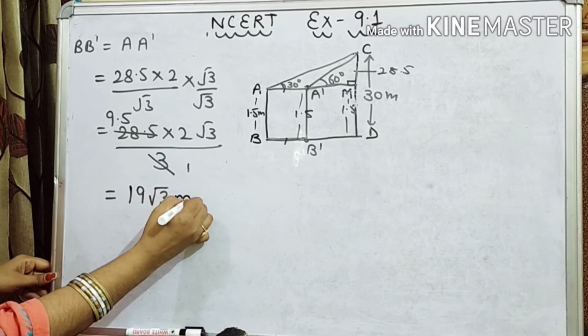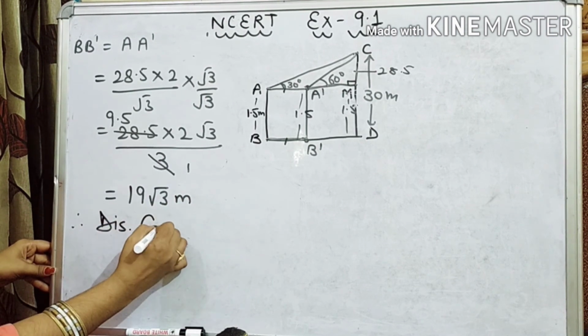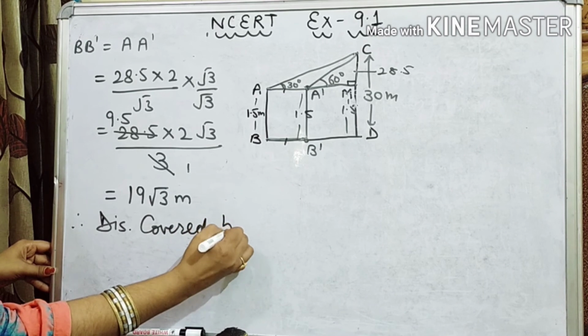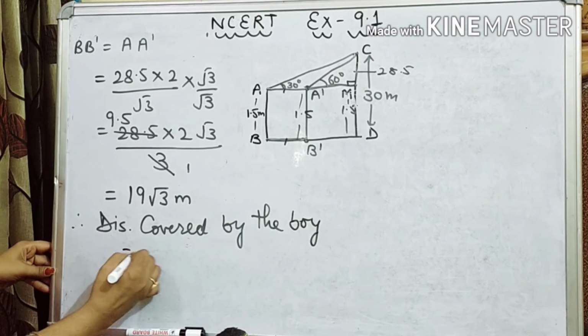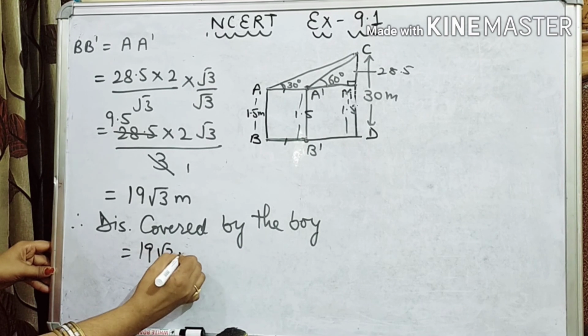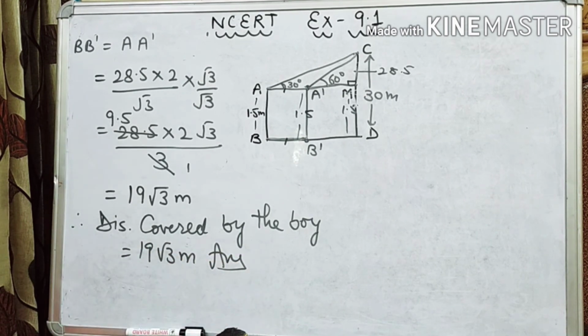And it is in meter. So therefore the distance covered by the boy is 19 root 3 meter, and this is our answer. I hope you can understand the question. Thank you.